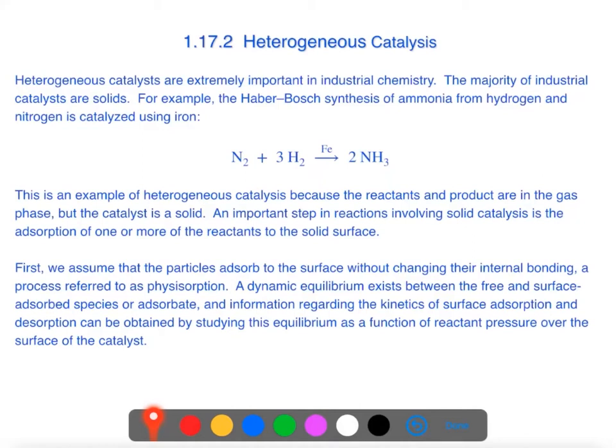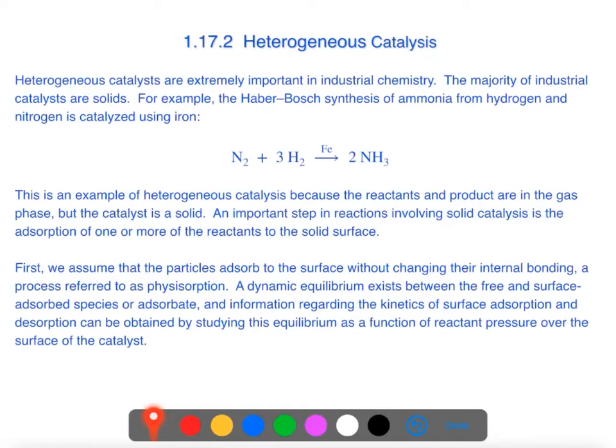An important step in reactions involving solid catalysis is the adsorption of one or more of the reactants to the solid surface. The first assumption is that the particles, i.e. the reactants, adsorb to the surface without changing their internal bonding, a process referred to as physisorption.